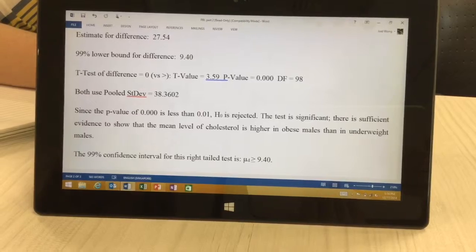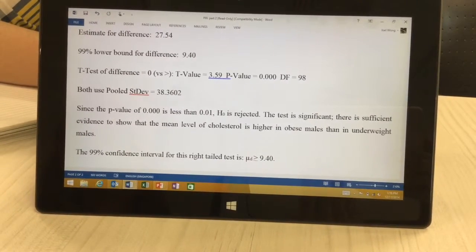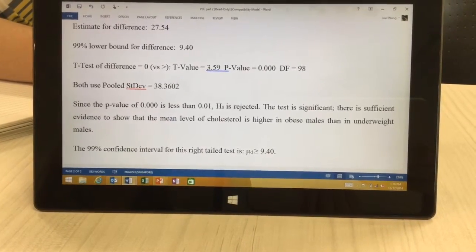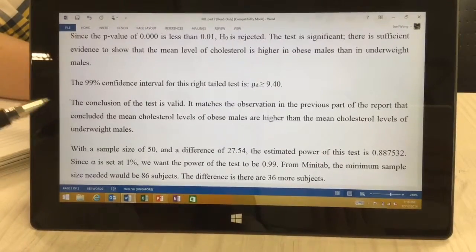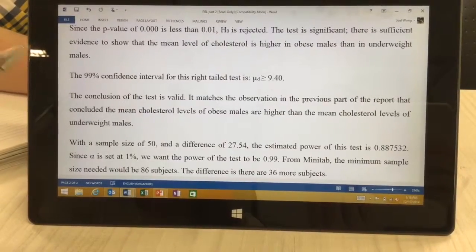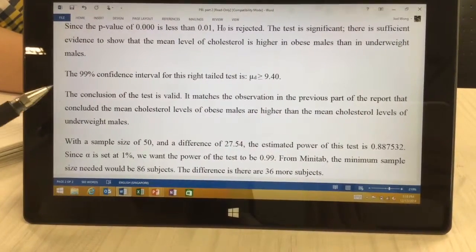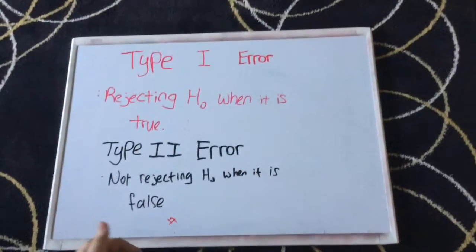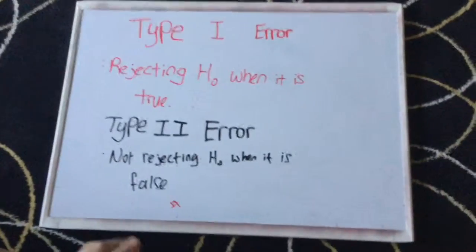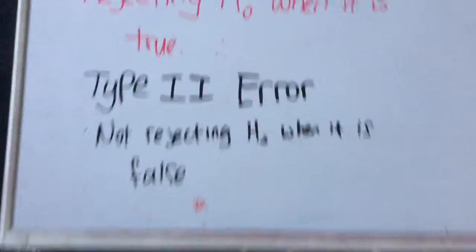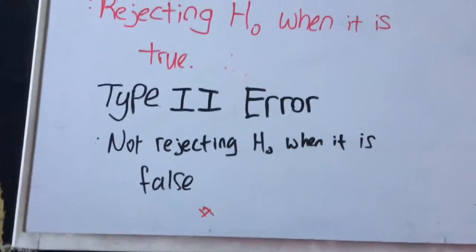The 99% lower bound confidence interval for this right-tailed test is calculated to be more than or equals to 9.40. With the lower bound confidence interval calculated, we can say that for every 100 tests conducted, 99 of these tests will fall in the range of more than or equals to 9.40. As in all hypothesis tests, there are errors. In the case of our PBL, there's a type 1 error and a type 2 error. The type 1 error is that we reject H0 when it is true, and the type 2 error is that we do not reject H0 when it is false.